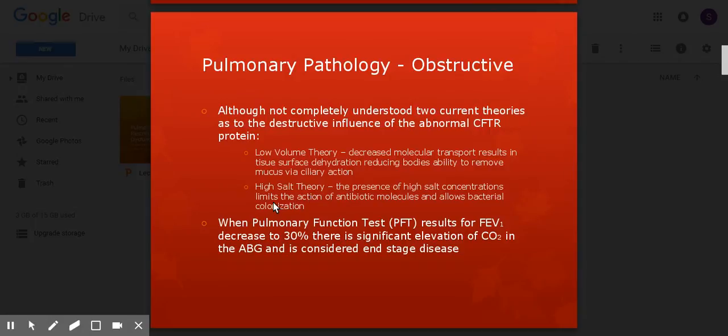The second theory is referred to as the high salt theory, and this theory is that the presence of high salt concentrations limits the action of antibiotic molecules and allows bacterial colonization in the lung tissue. Either way, both have an end result of buildup of mucus and resultant infections. If it was just one infection, that would not be a big deal.